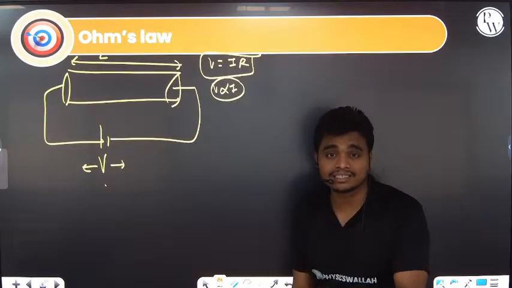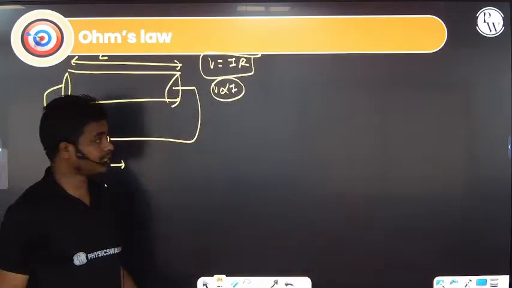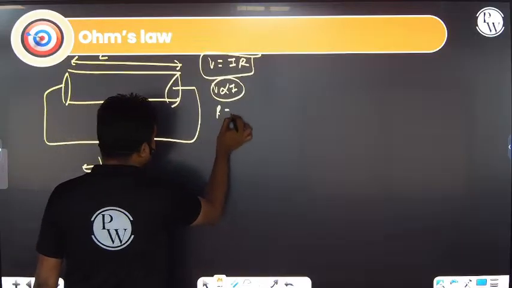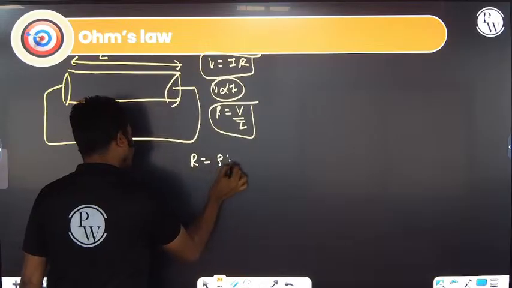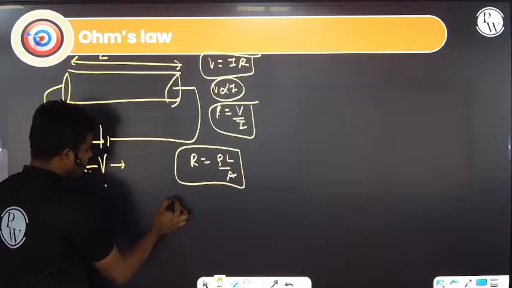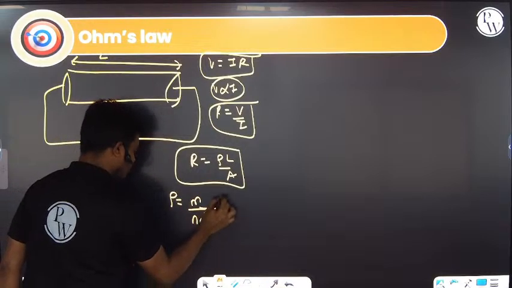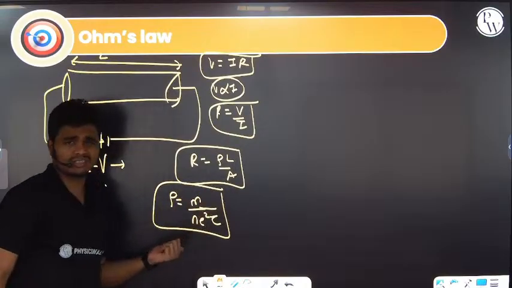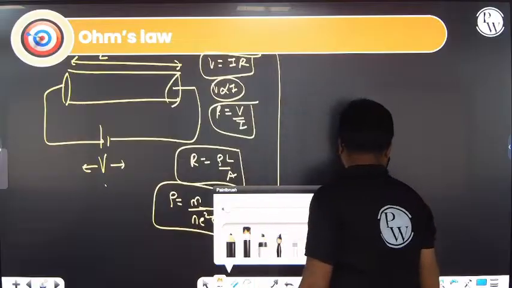What is R here? R is the resistance, the obstruction offered to the flow of current in the given piece. So R equals V by I. And R we write in terms of rho L by A. What is rho? Rho is the resistivity. And what is the formula of rho? Rho is given by M by N square e square tau. I am not deriving it because we don't have that much time to derive every formula.